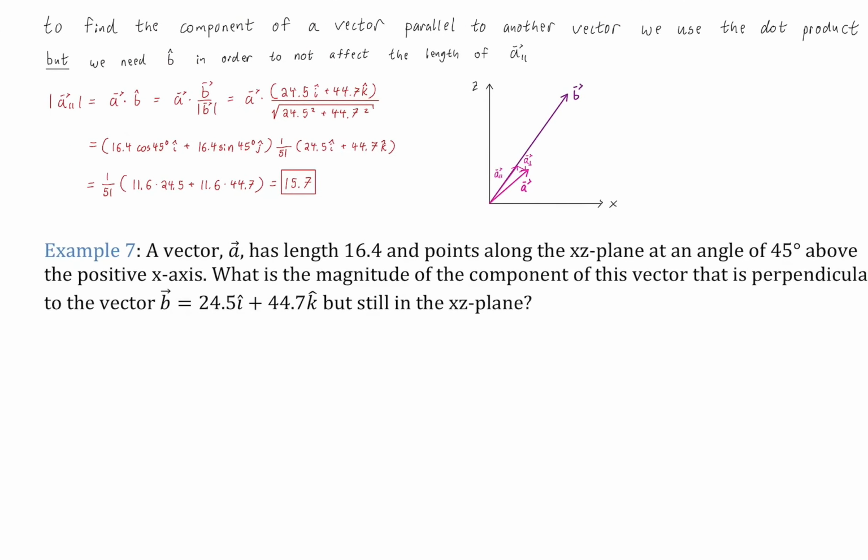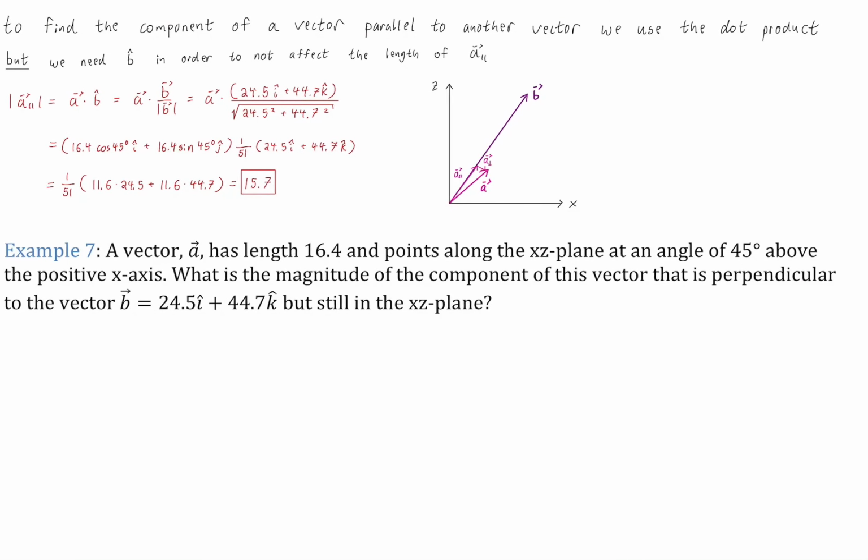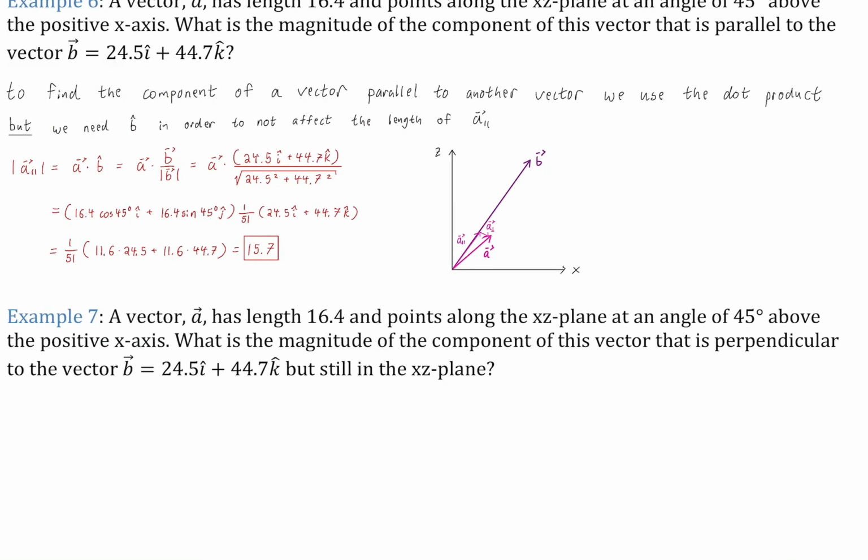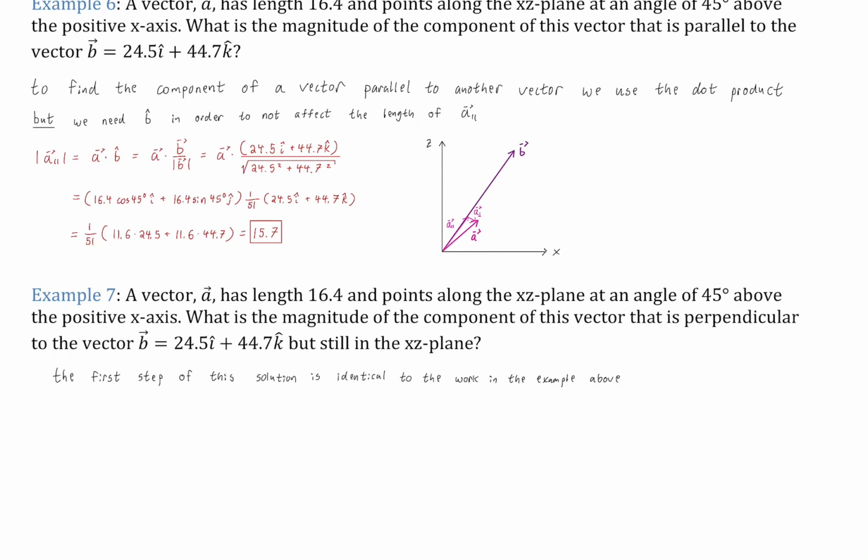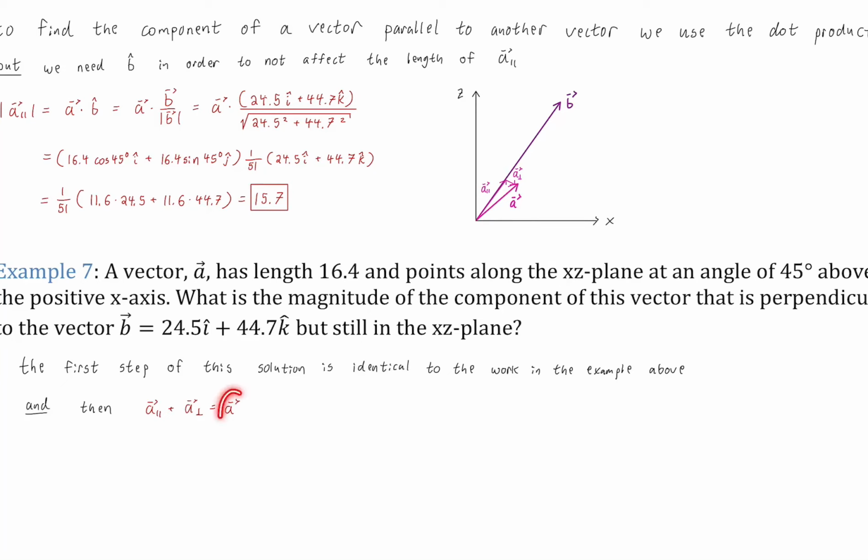Instead, I would start example 7 the exact same way I solved example 6. So I'm just going to move forward with that work. The first step of the solution is identical to the full work in the previous example. I then assume that I've already found A parallel. I would then write out a vector equation saying that A parallel plus A perpendicular equals A, which we can clearly see from tip to tail addition of vectors over here.